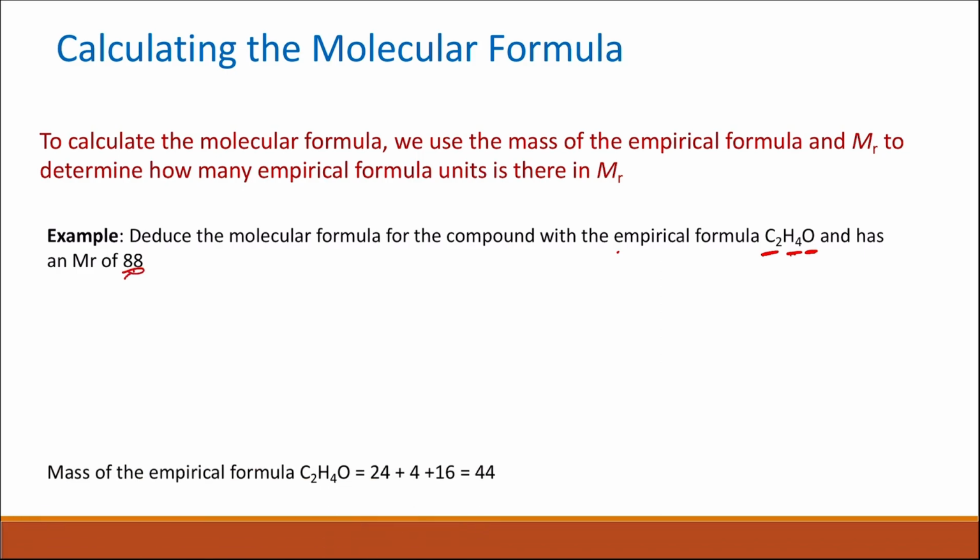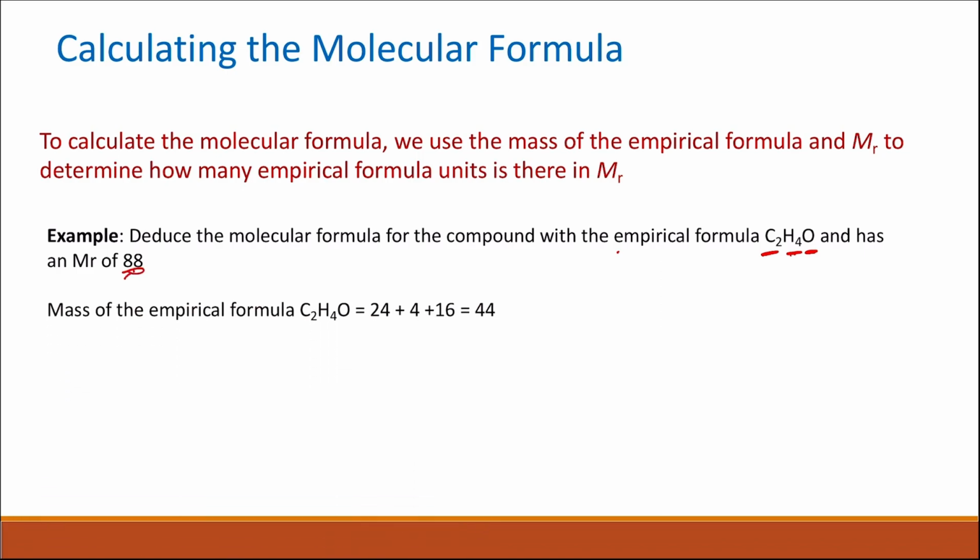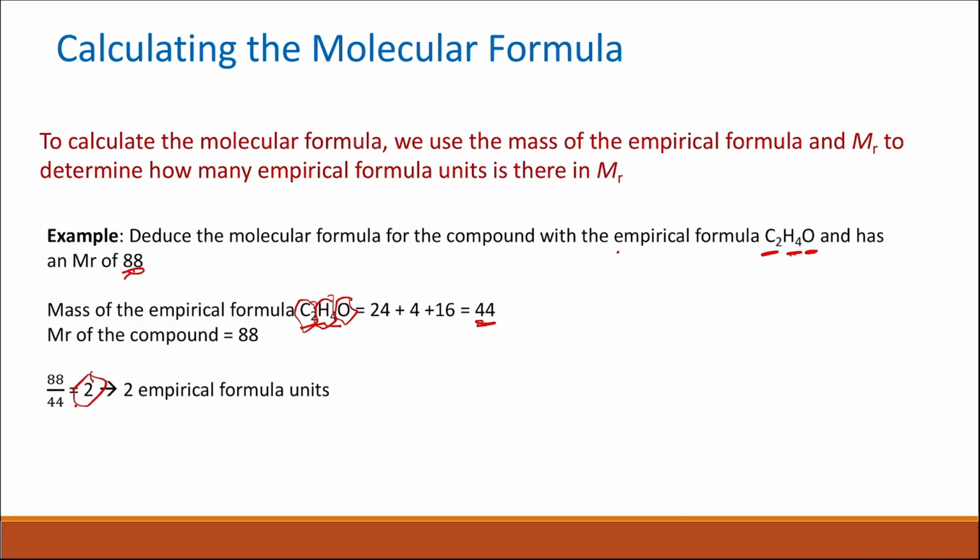First of all, we need to find the mass of the empirical formula. So the mass of the empirical formula is 24, which is for 2 carbons, plus 4, which is 4 hydrogens, plus 16, which is 1 oxygen. So this is a total of 44. And then we know that the molecular mass of the compound is 88. So when you divide 88, which is the Mr of the compound, by 44, that will give you 2, which means there are 2 empirical formula units within that compound.